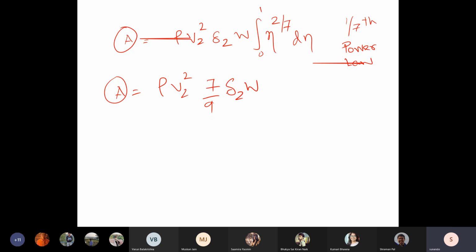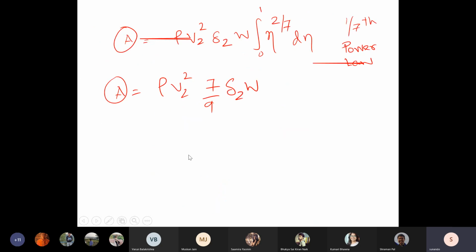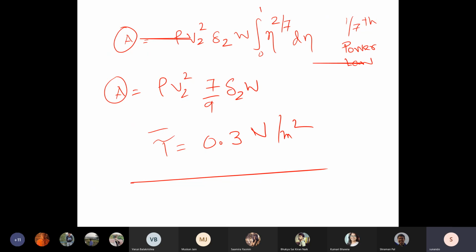You could substitute everything because all terms in here are known. You have evaluated what is P1, P2, W, H, etc., known to you. V1 is known to you. V2 you have calculated. The integral you have calculated as well. And therefore, you would see after you plug in the numbers, this would be equal to 0.3 Newton per meter square. So that's the average wall shear stress which you would have in this case.